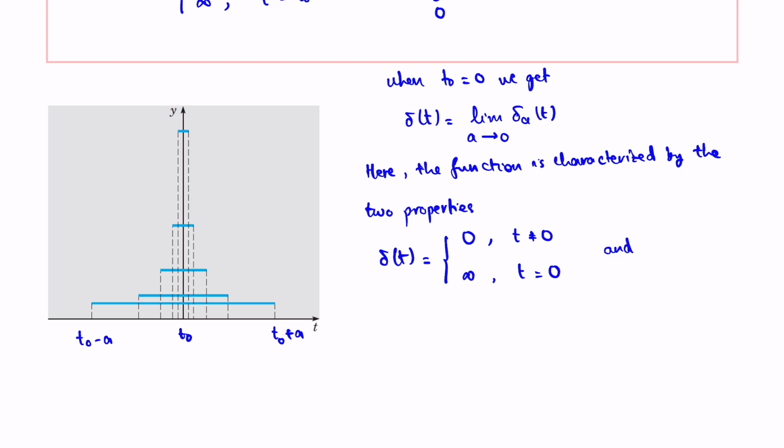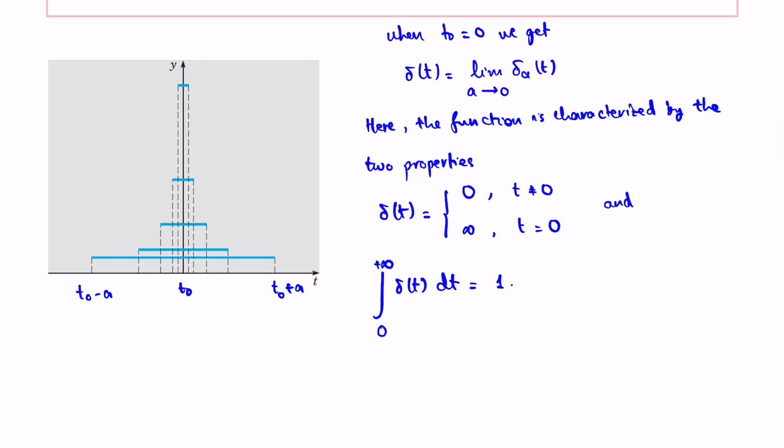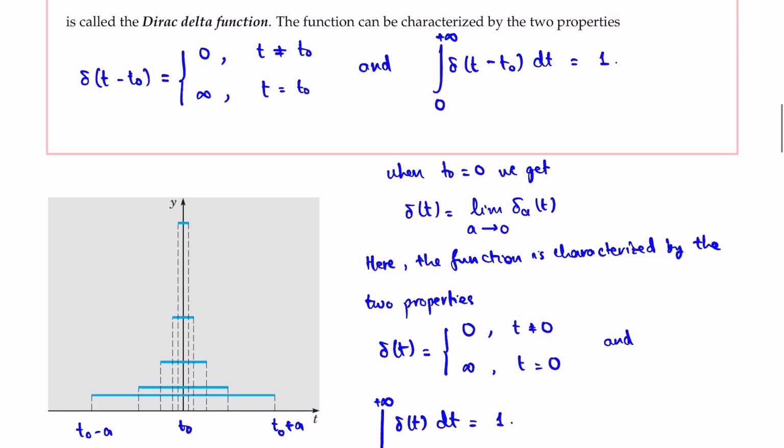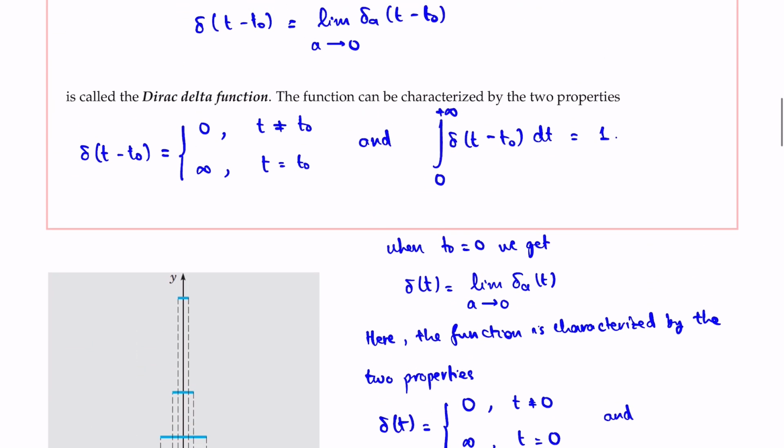And the distribution, or the improper integral from 0 to positive infinity of delta t dt, is going to be equal to 1. So those are the two properties that I want you to see. To annotate this information a little bit, this graph shows the behavior of delta sub a of t minus t0 as a approaches 0. That's the unit impulse function in the Dirac delta function.